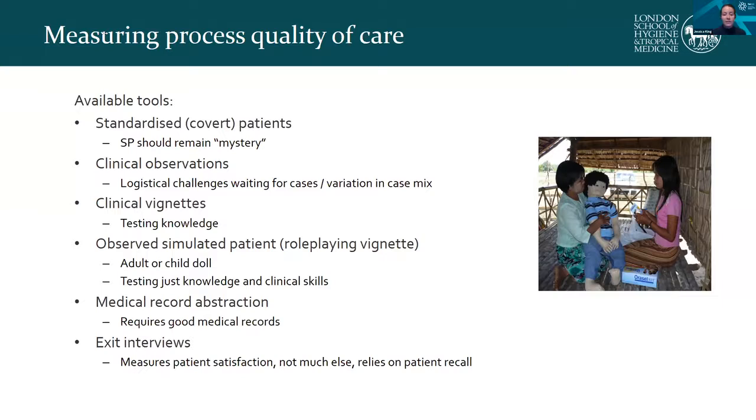And another couple of methods that can be used are medical record abstractions. So that's taking from the patient notes to try and work out if good care was provided. That's really tricky because firstly, you have to have good record keeping, but secondly, the skills of the provider, their ability to provide good care is going to be quite related to their ability to note down what's happened. And if the provider didn't make a correct diagnosis, then we'll have no idea because it won't be in the notes.